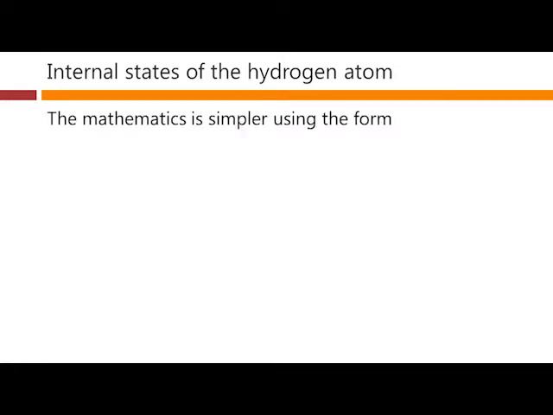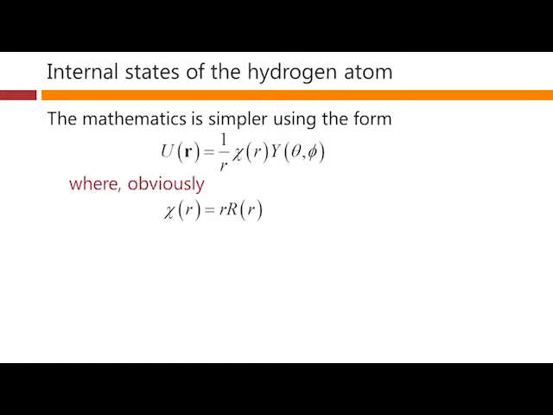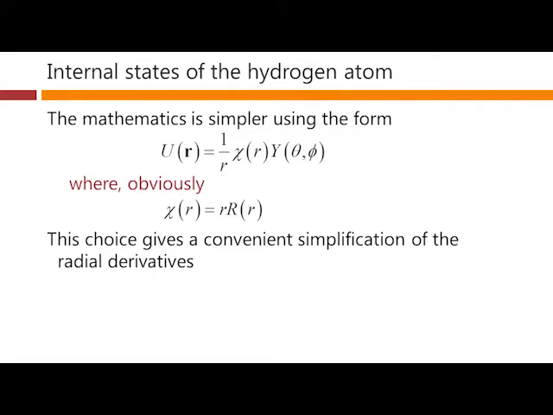Now, the mathematics of this is much simpler if we make a minor change. If we use this form with 1 over r times some other function we're still going to figure out, here we've called it chi of r, instead of the R of r, the capital R of r that we had before. And obviously, of course, this function chi of r is simply related to that previous function we proposed. Chi of r is equal to little r times capital R of little r.